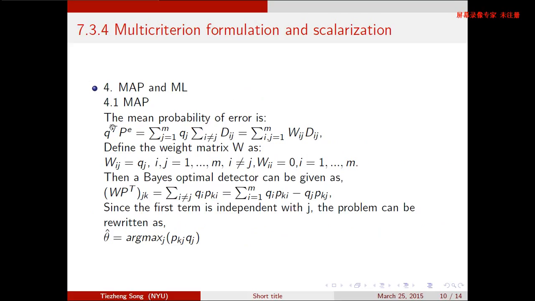The mean probability of the error can be calculated by this formula. This is the definition of the weighted matrix. Then a Bayes optimal detector can be given like this. So since the first term is independent of J, the problems can be rewritten as this.